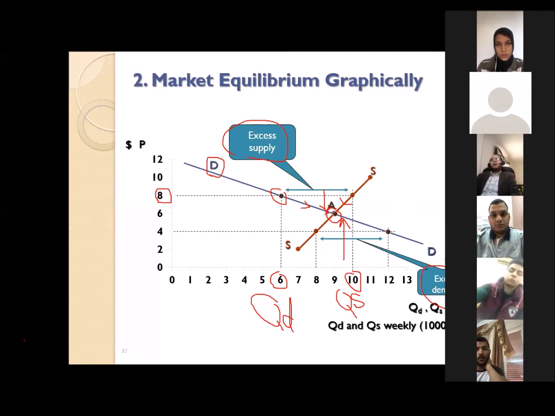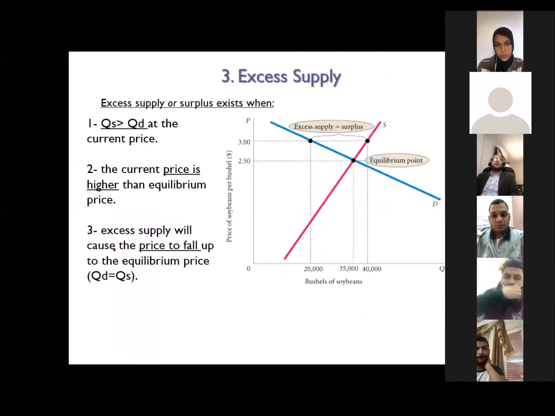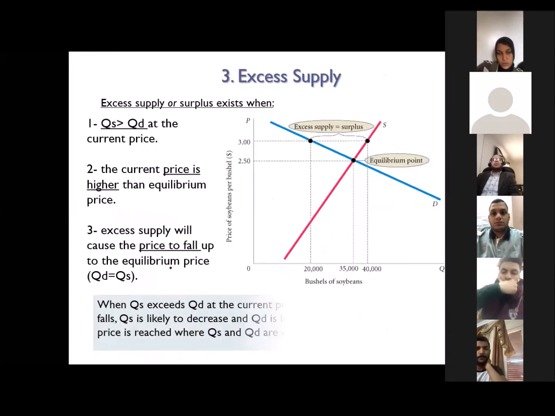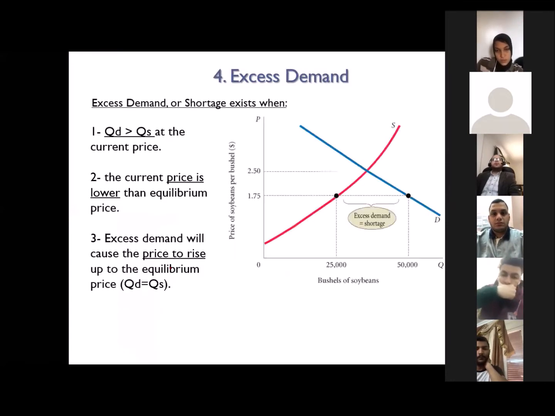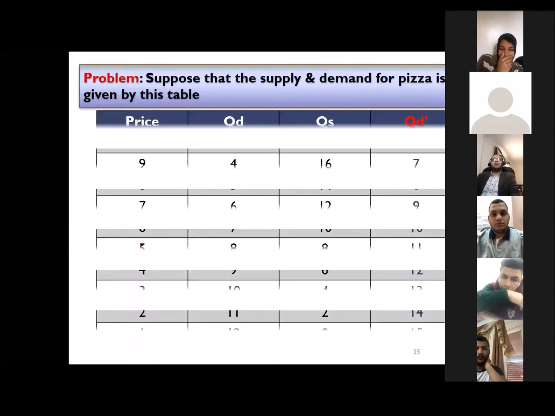Okay? Good. Let's go. So this is the excess supply. So again, this is just an explanation of what we already finished. So this is a full explanation. Okay.